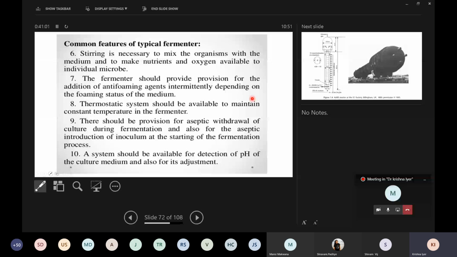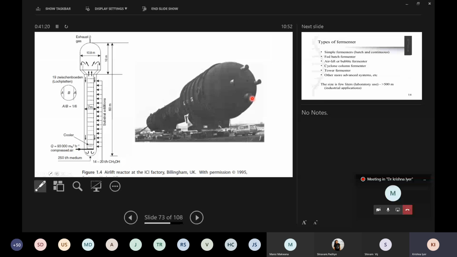Okay, and just to give you a feel for what we are talking about in terms of a requirement, I have shown here a very nice picture. This is one of the largest fermenters in the world. Okay, and it is the fermenter at what is called the Imperial Chemical Industries factory in the UK. To give you a feel for how big this fermenter is, look at this vehicle. This is almost like an SUV, which is sitting here. Here are a couple of men who are walking around.